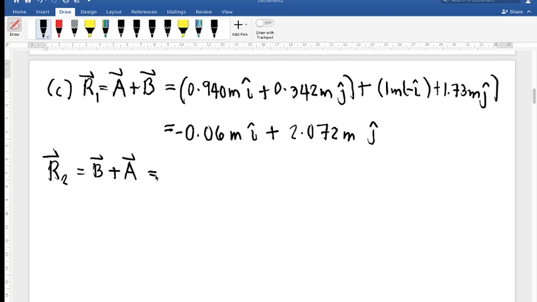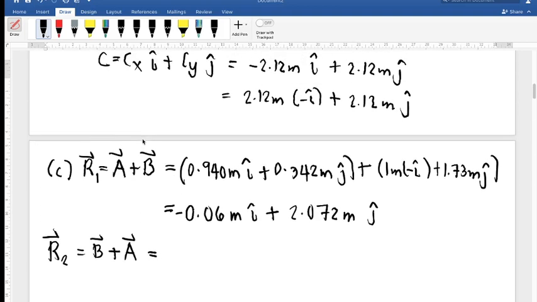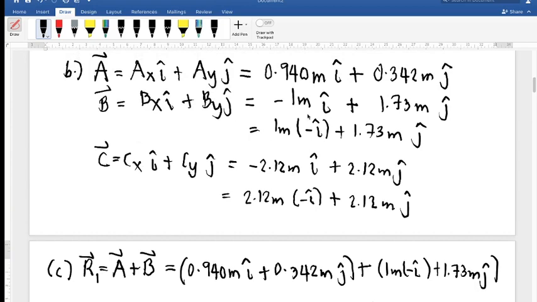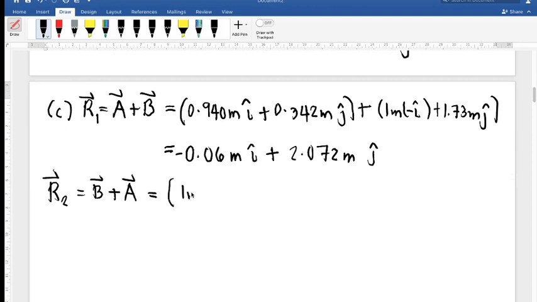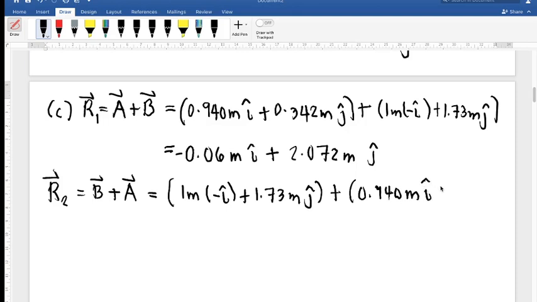So your B here is ito yung B nyo. So you just have to substitute it here: 1 meter negative i hat plus 1.73 meters j hat. Then yung A nyo is ito rin, so change lang yung order ng addition. So we have 0.940 meters i hat plus 0.342 meters j hat. Same lang din.